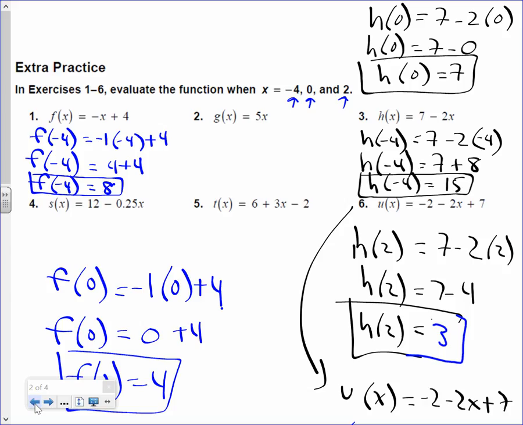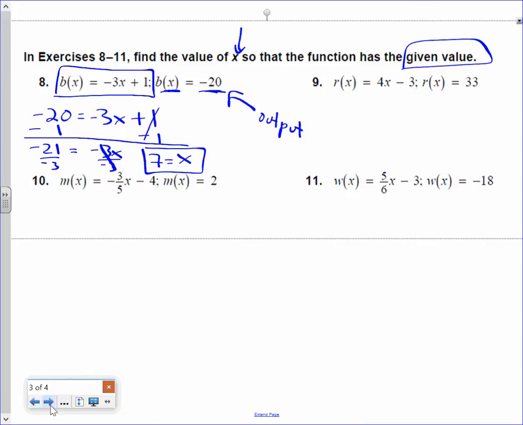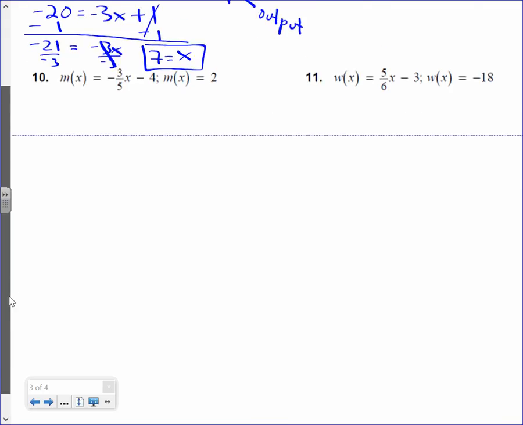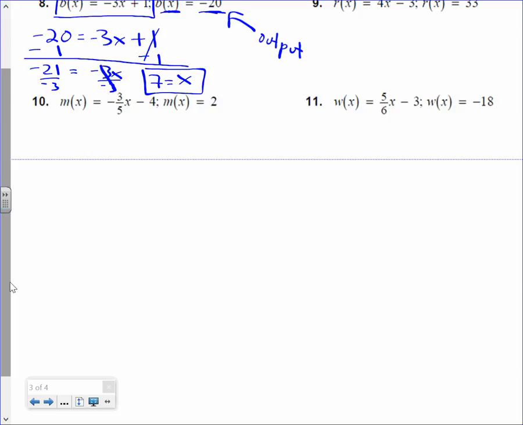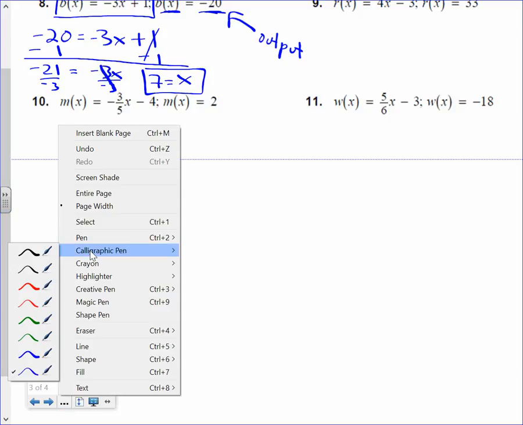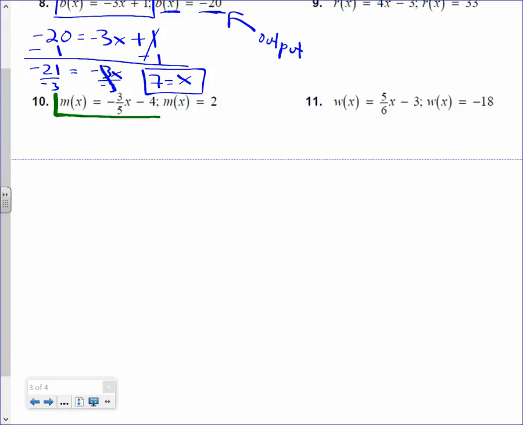Whereas before, they gave us inputs. We found the outputs. Now it's reversed. Let's try another one. Let's try number 10. It's got a fraction in it. I want to get the hardest ones here. So here's your function. Let me get a different color here. I'll go green. Here's the function.